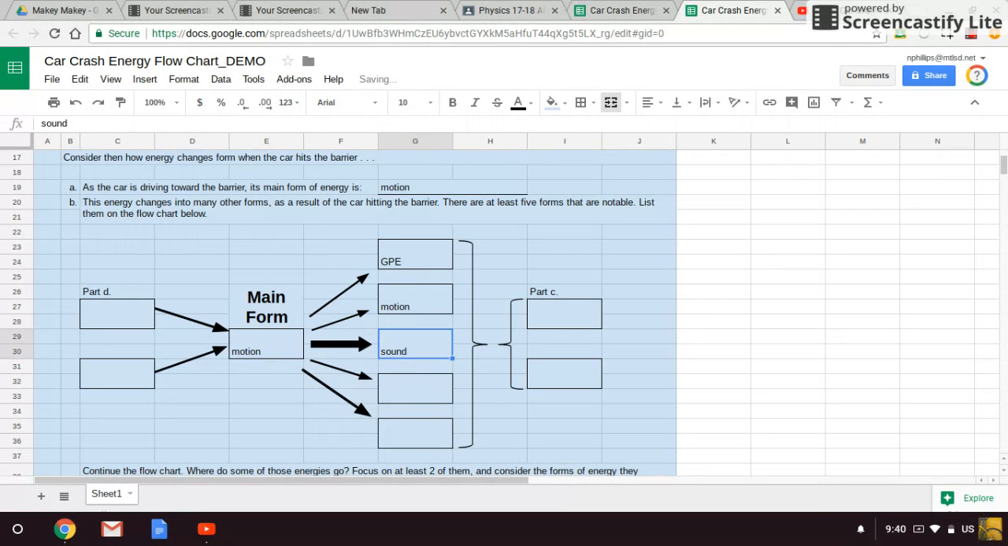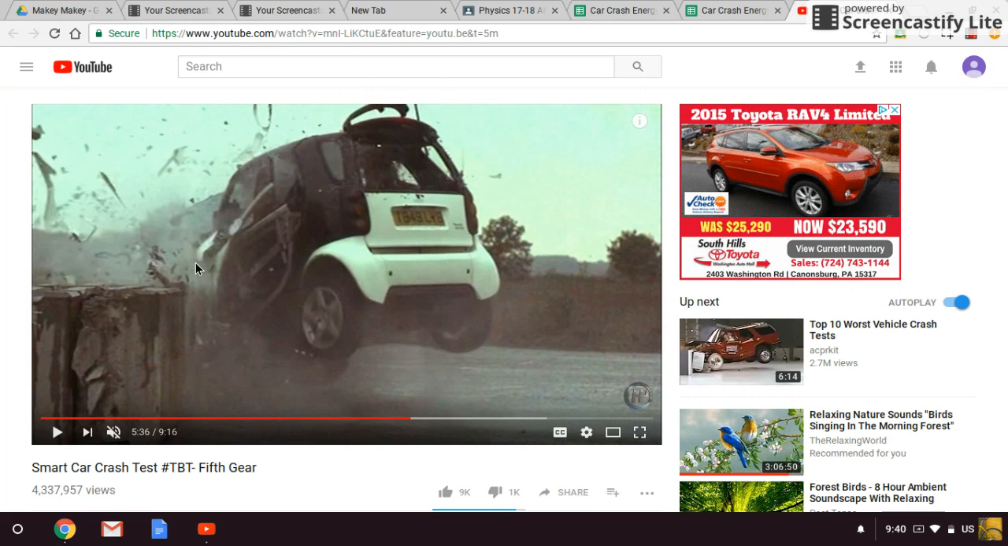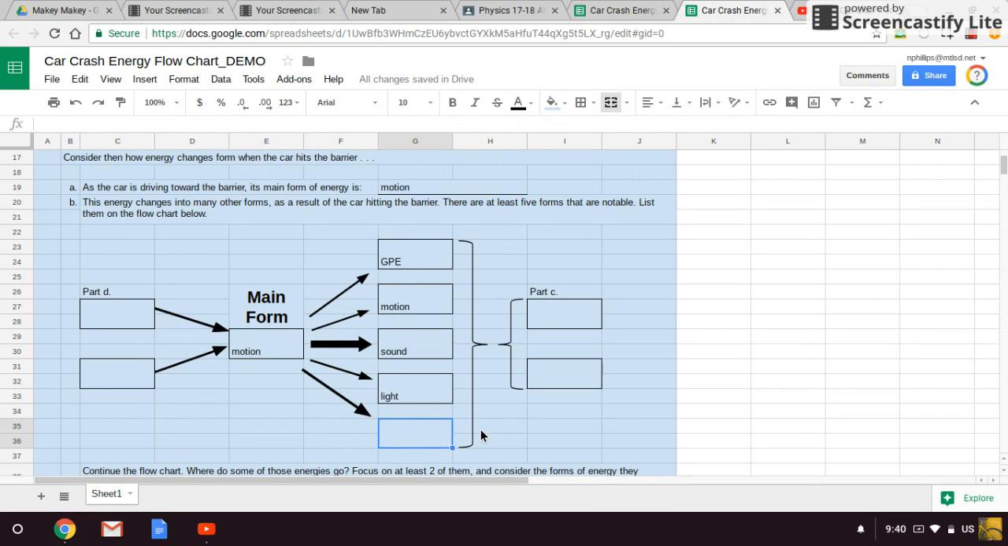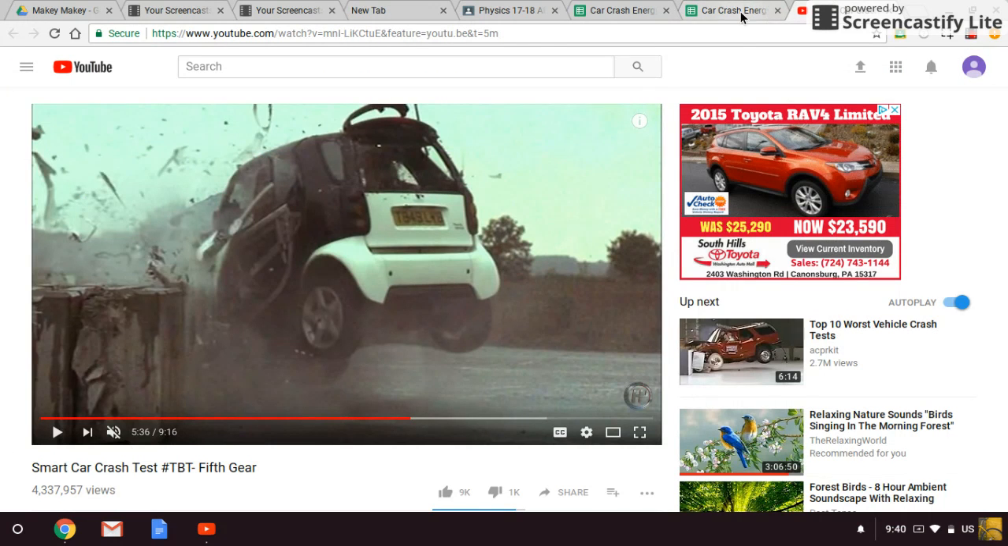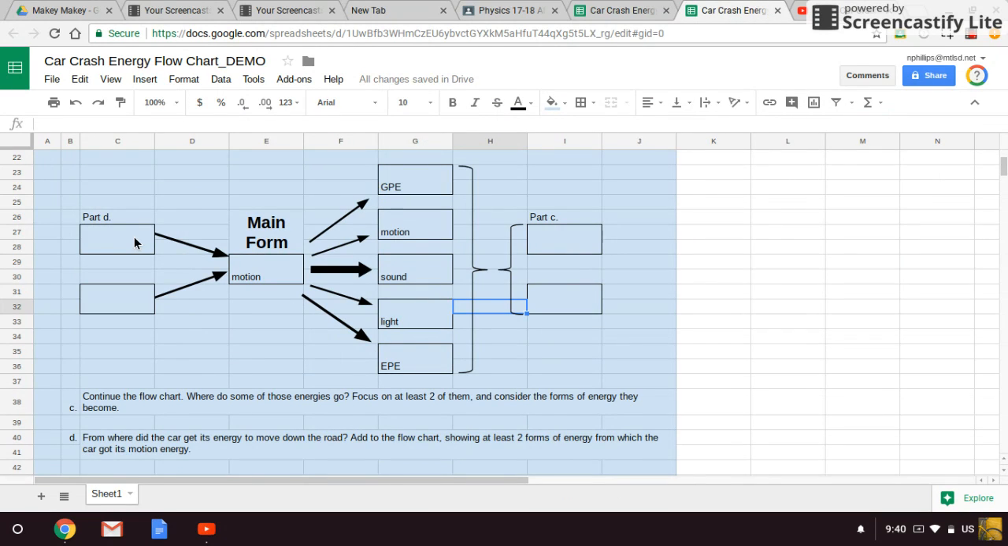Okay, we got sound for sure. Maybe even some light from things breaking off in a spark. Elastic potential, some of those plastic bits and pieces that can restore themselves to their normal state or somewhat. Something like aluminum foil does not have elastic potential energy. It remains permanently deformed. But something like plastic, you bend and it can bend back, which there's plenty of on that smart car.